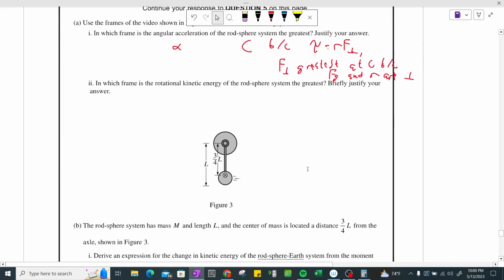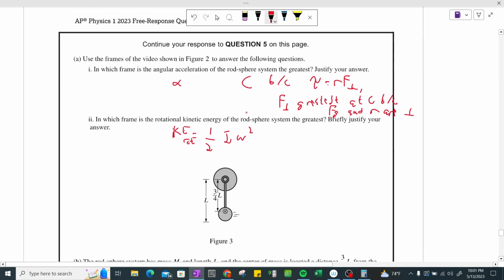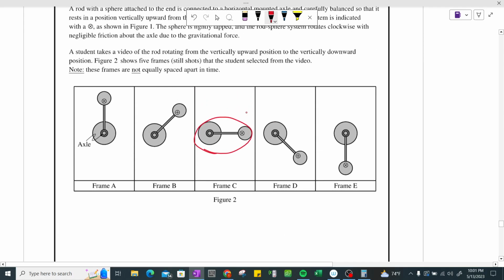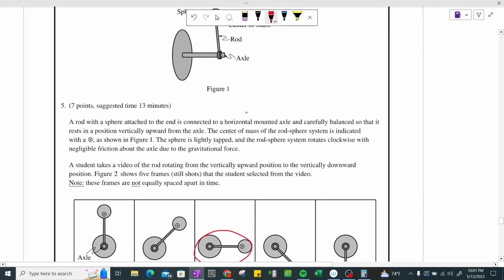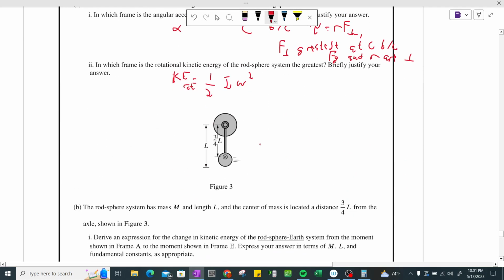In which frame is the kinetic energy the greatest? Our rotational kinetic energy is 1/2 I omega squared. In this case, the I is not going to matter, inertia is not changing, but we know that the omega, our angular velocity, should be maximized at the bottom because up until that point it is gaining speed. The axle is a big hub piece, so it should be E.